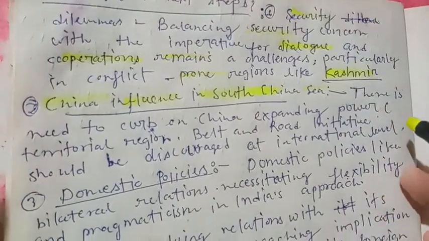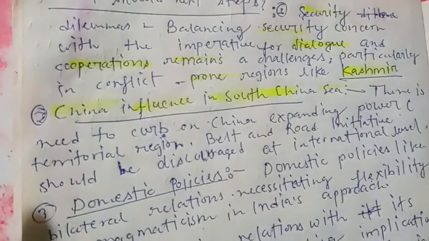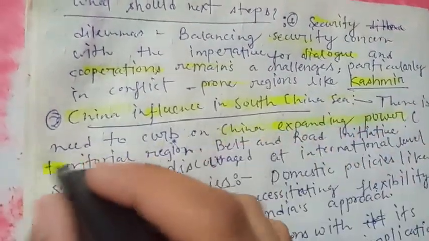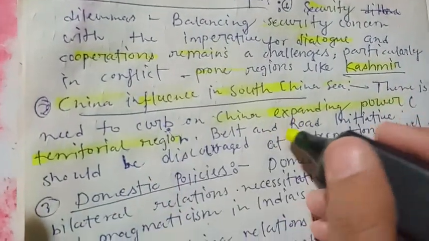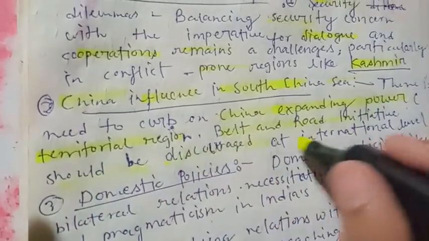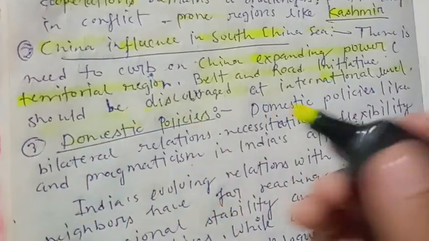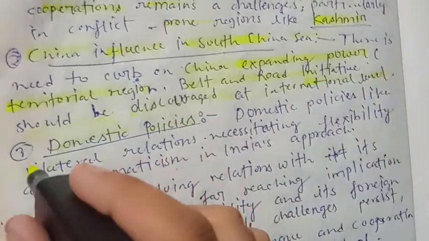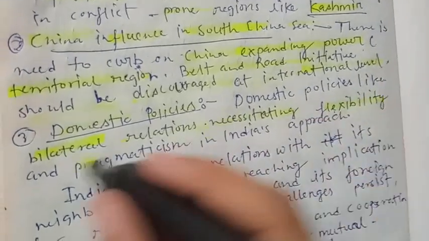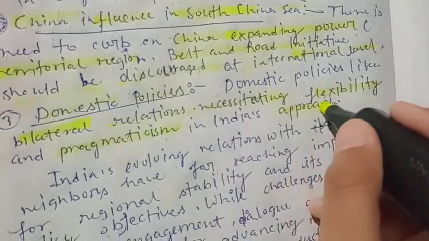There is a need to curb China's expanding power. We focus on territorial reasons. The Belt and Road Initiative should be discouraged at the international level. And domestic policy, like bilateral relations, necessitates flexibility and pragmatism in India's approach.